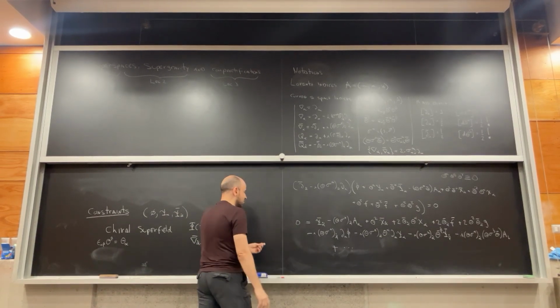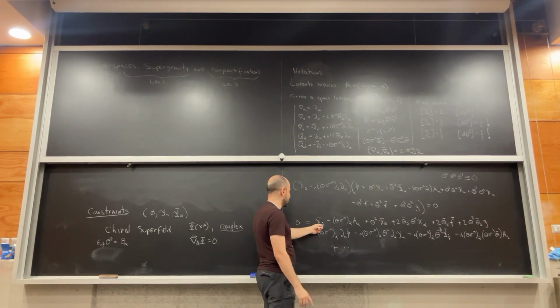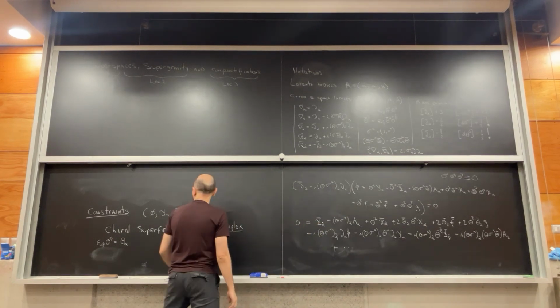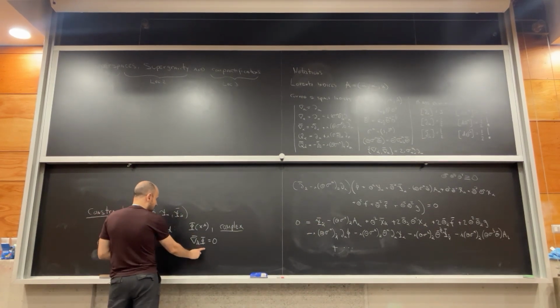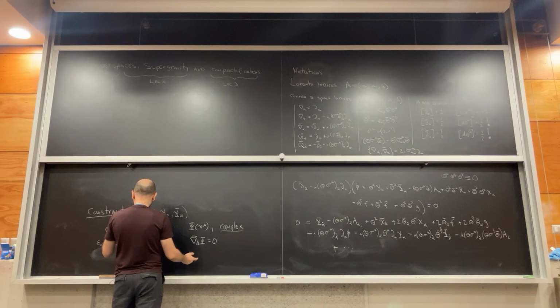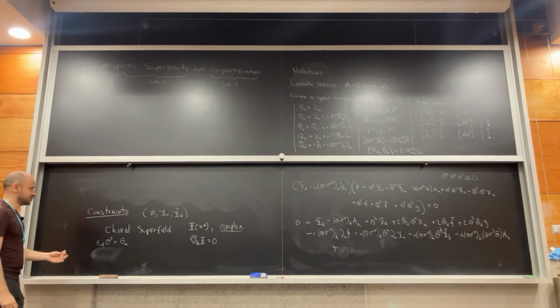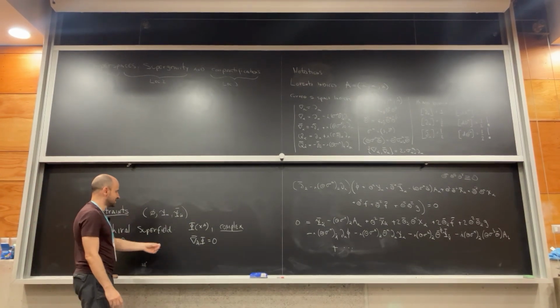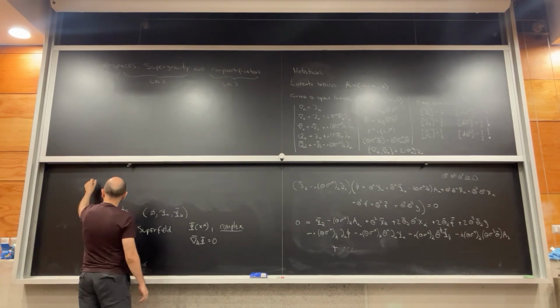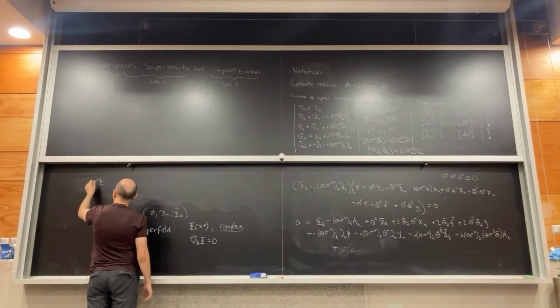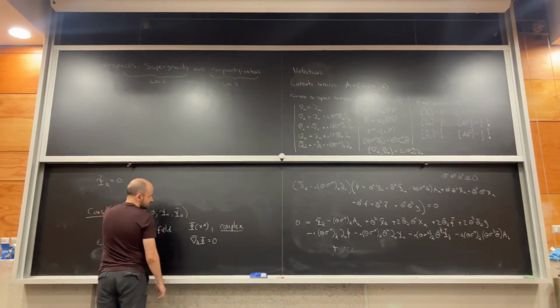Which is an algebraic constraint. So there is no differential equation for this to be 0. So the first consequence from this constraint for a superfield that's scalar and complex and also chiral is that this component should be zero.